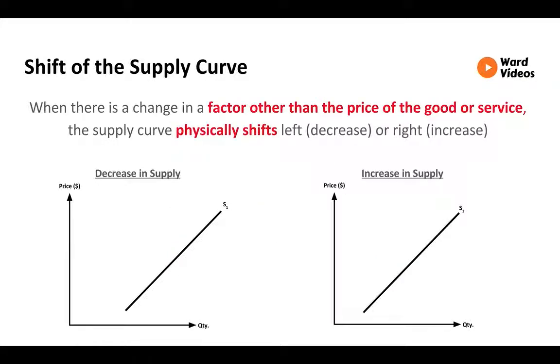Shift of the supply curve. On the other hand, when there is a change in a factor other than the price of the good or service itself, the supply curve physically shifts. So, when there is a decrease in supply due to a factor other than the price of the good or service, the supply curve physically shifts left. While when there is an increase in supply due to a factor other than the price of the good or service, then the supply curve physically shifts right.